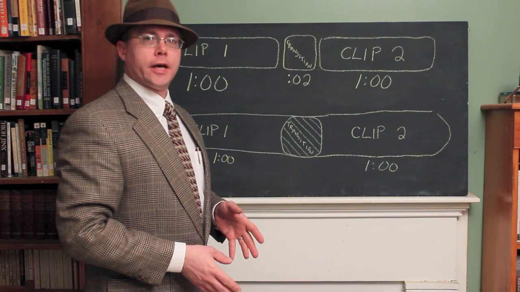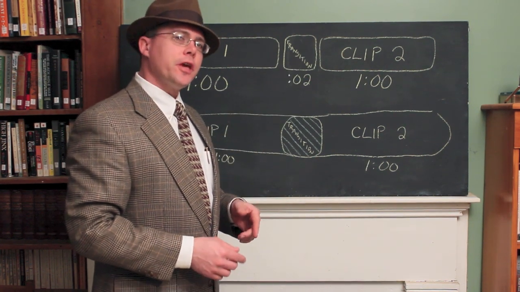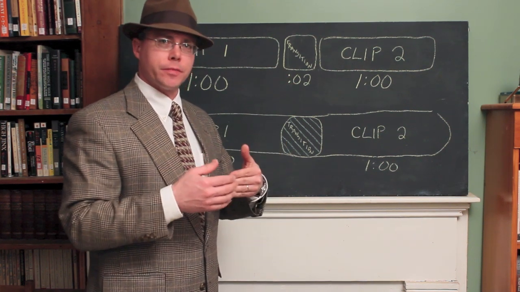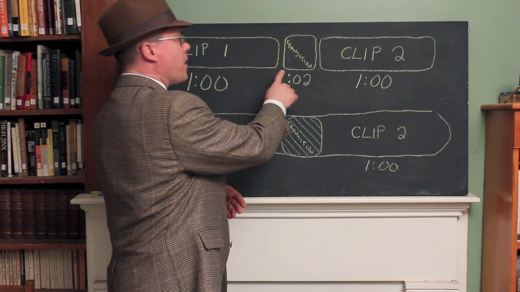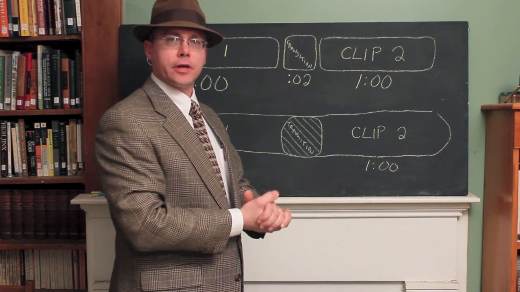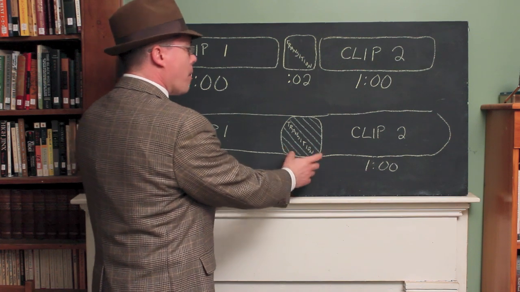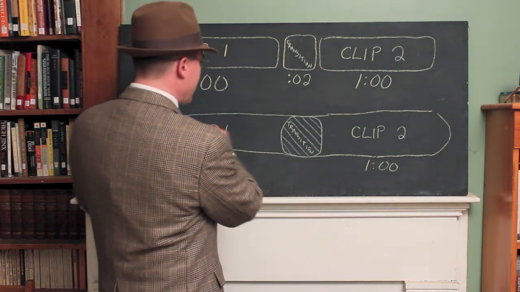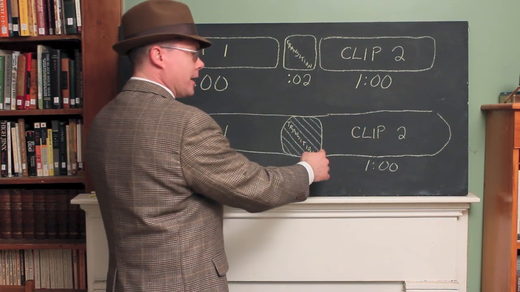The solution lies in not thinking of the transition as an object, but thinking of the transition as an instruction for the program to do something. What you're saying here is play my clip for a minute, then take 2 seconds to transition into the other clip. But during that transition, parts of both clips are on the screen at the same time. So while clip 1 is ending, you'll see clip 2 beginning.